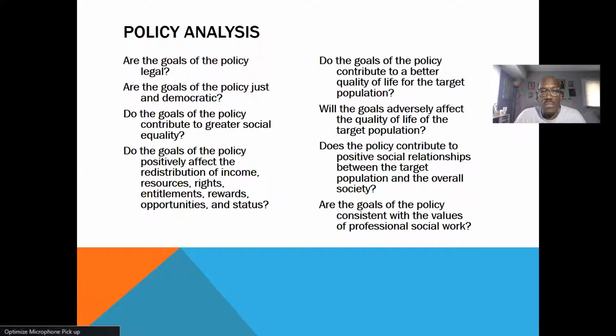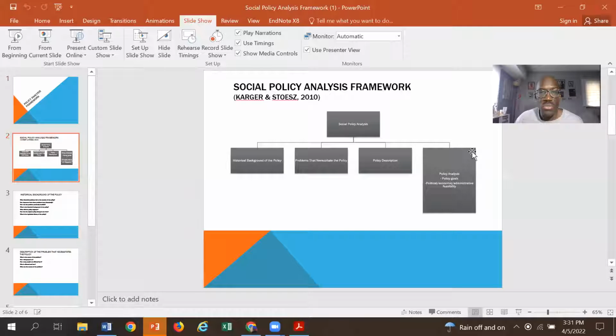Do the goals contribute to a better quality of life for the target population? So whoever it was designed to help, is it actually helping, and how so? Will they adversely affect the larger population or the quality of life of this target population, and what does that look like? And does the policy contribute to the social relationships for these target groups as well? And then finally, are they consistent with the social work professional goals? So the things in our code of ethics that we strive for in terms of our work with clients, we're going to want to know whether those issues are addressed as well.